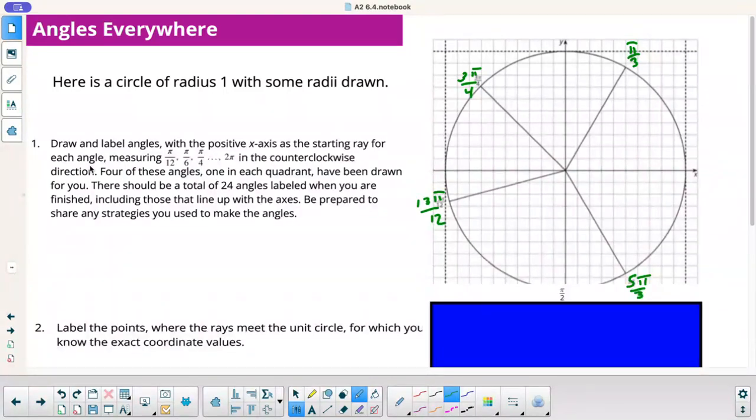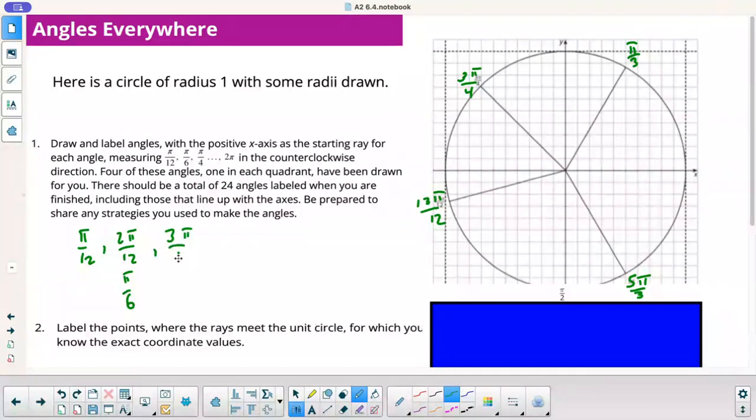All right. So draw and label angles with positive x values as the starting ray for each angle, measuring pi over 12, pi over 6, pi over 4, all the way to 2 pi. So basically, you start out with pi over 12. Pi over 6 is really 2 pi over 12, which reduces to pi over 6.